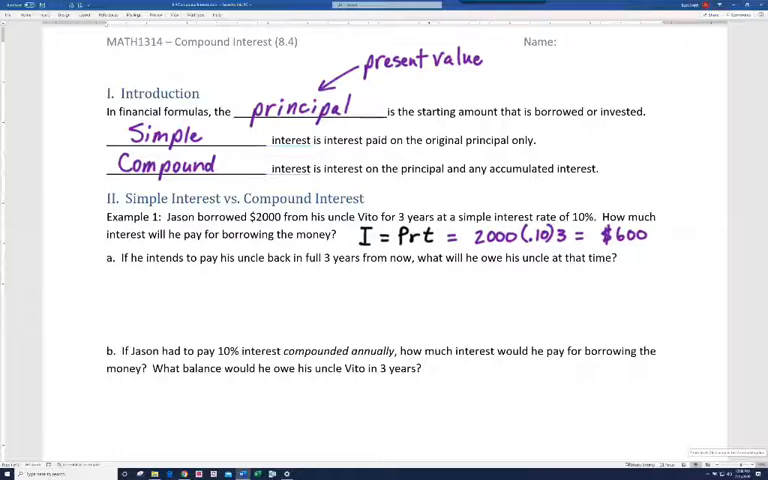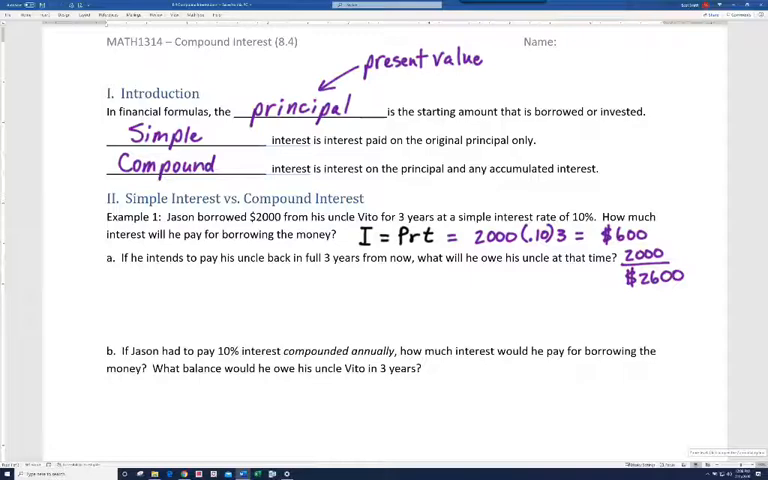Uncle Vito's making a little money off of his little nephew there. So let's look at A here. It says if he intends to pay his uncle back in full 3 years from now, what will he owe his uncle at that time? Well, he's going to have to pay the $600 in interest plus the $2,000 that he owes him, and so that's going to be $2,600.